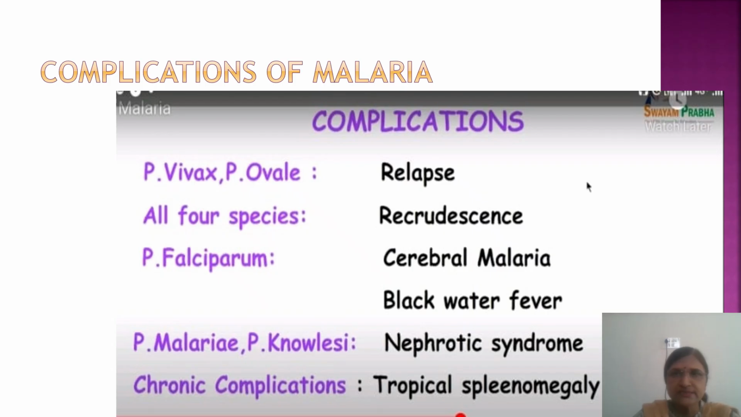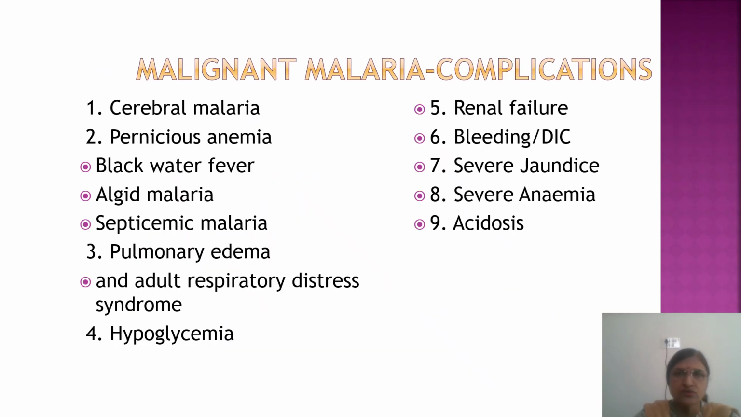Complications of malaria are seen mainly in P. falciparum. They are also called cerebral malaria or black water fever. In vivax, and sometimes ovale, there is relapse because of the exoerythrocytic schizogony. Then P. malariae and knowlesi mainly cause nephrotic syndrome, and a chronic complication of malaria is tropical splenomegaly syndrome. So in malignant malaria, what are the complications?